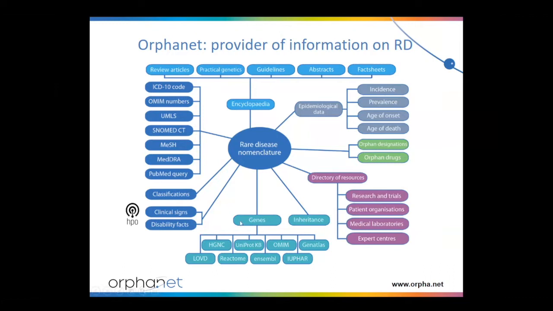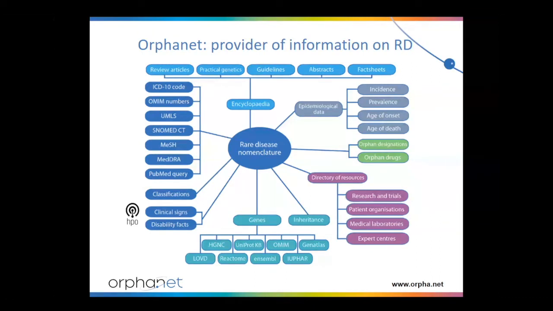These include genes, alignments with international terminologies, epidemiological data, clinical science using the Human Phenotype Ontology, and in addition, Orphanet maintains an encyclopedia for health professionals with the summarized text that you can see on the disease page on the website, which are all validated by experts.